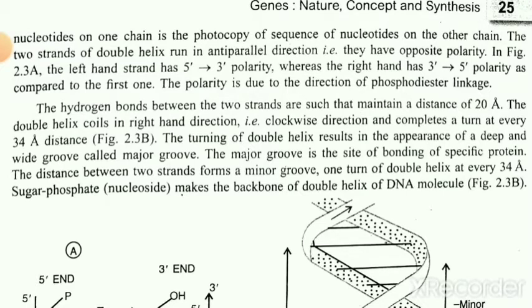The hydrogen bonds between the two strands are such that they maintain a distance of 20 Å. The double helix coils in right-hand direction, i.e. clockwise direction, and completes a turn at every 34 Å distance, figure 2.3b.